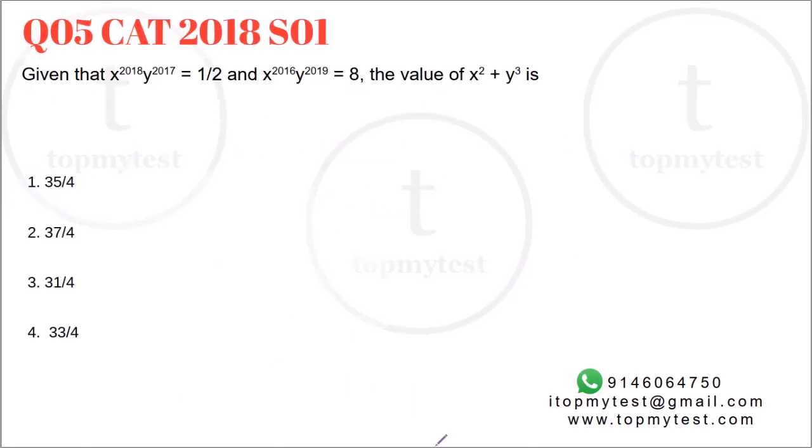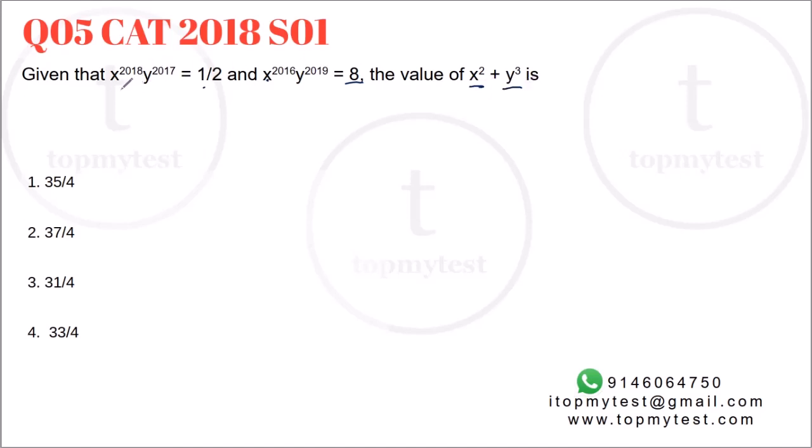The last one is from CAT 2018 slot 1. Okay, this is a slightly lengthier question. It's not very difficult, but you need some amount of patience to solve this. Okay, it is given that x to the power 2018 into y to the power 2017 equals half. x to the power 2016 into y to the power 2019 equals 8. Right? What is the value of x square plus y cube?